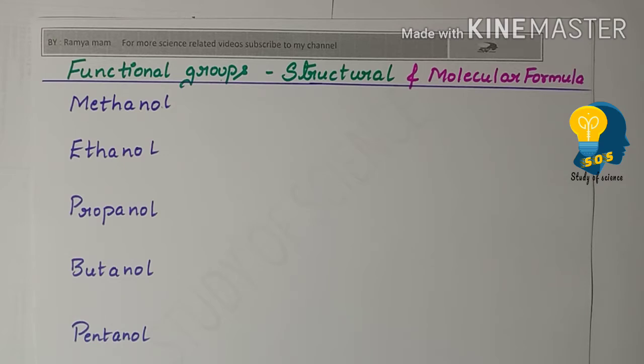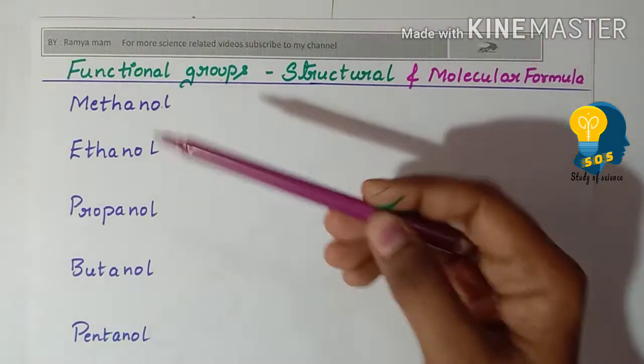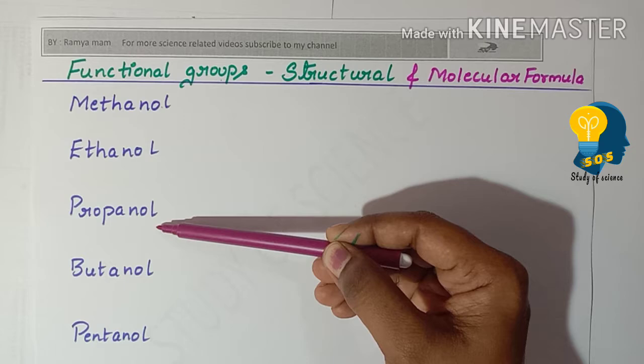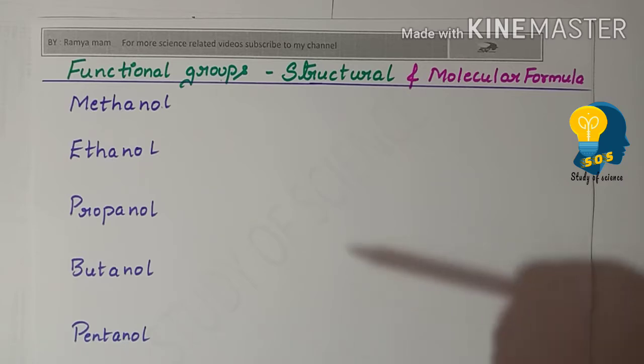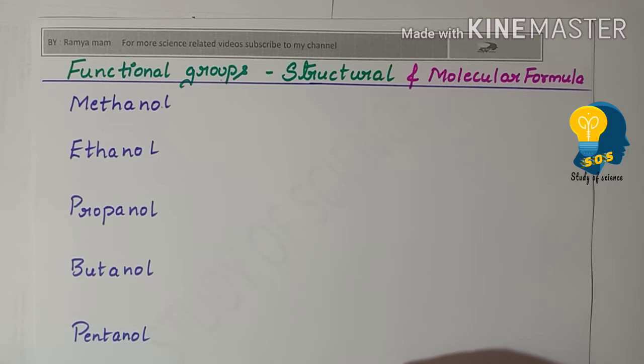In this session, I am going to teach you how to write the structural and the molecular formula for the functional group alcohol. Here I have some of the examples which come under the group alcohol. They are methanol, ethanol, propanol, butanol, pentanol. It continues: hexanol, heptanol, octanol. So for these first 5 members, I am going to teach you how to write the molecular formula as well as the structural formula. By following this, you can write any other member which comes under the functional group alcohol.